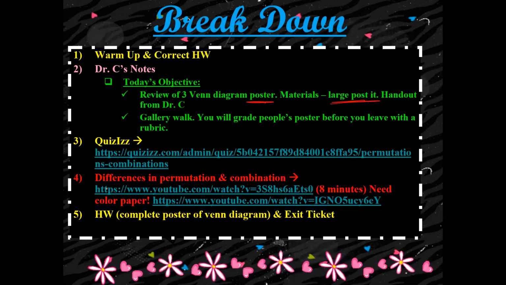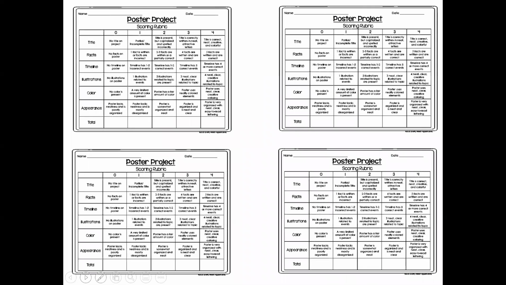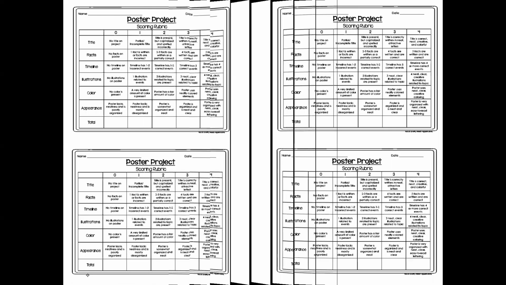There is also a quiz that we can go ahead and do in class, and then I have a video that you will need to go ahead and watch that is going to go over the differences of permutation and combination. This is going to be your poster rubric. If you are doing this virtually at home, turn in your poster, and I will go ahead and grade it for you.